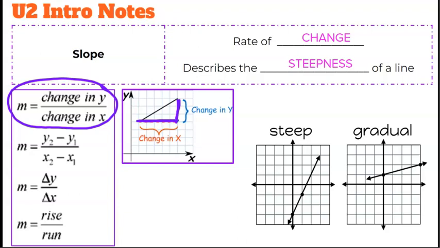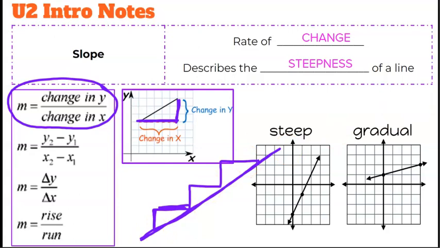So I always like to think of it as stairs. When you go up stairs, you have how much you have to lift your foot up and how much you have to move your foot over in order to get up the stairs. So stairs are built using slope, so is anything on a hill or anything that has a steepness.